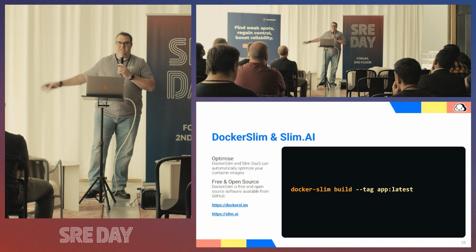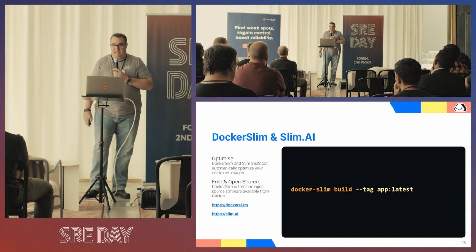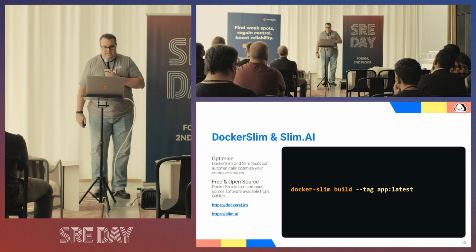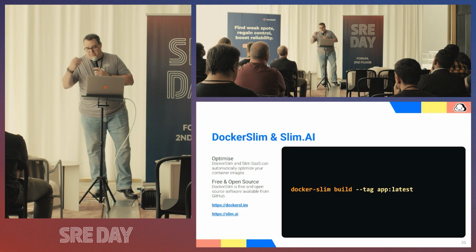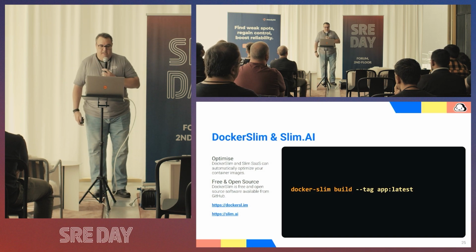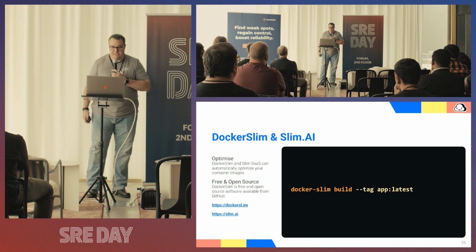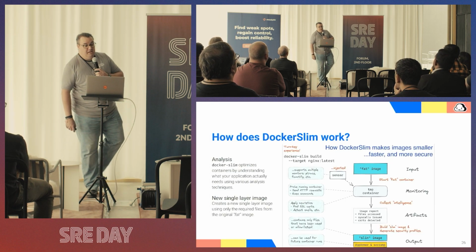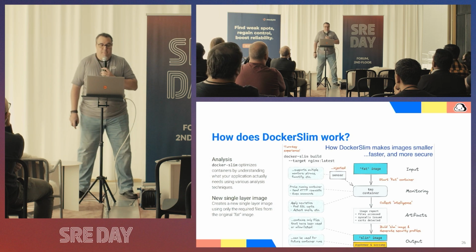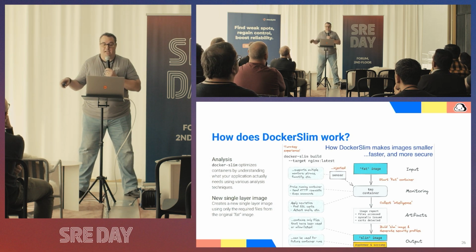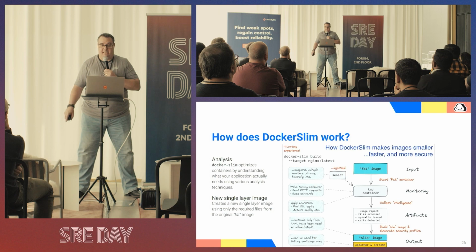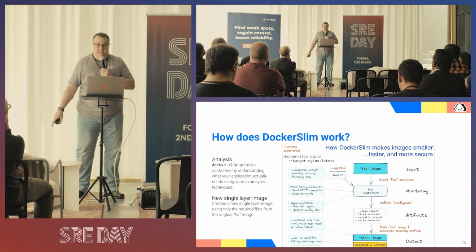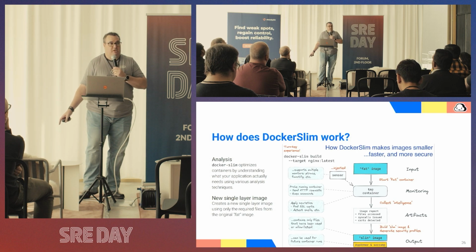We have extensive examples in the Docker Slim GitHub organization. But when we say this, we always get asked how Docker Slim works, so let's try and summarize that in 1 minute or less. So Docker Slim optimizes container images by understanding what your application actually needs in order to run using various analysis techniques, including static and dynamic tracing.